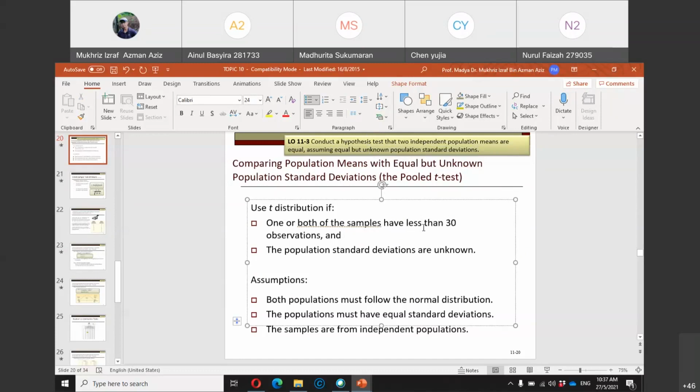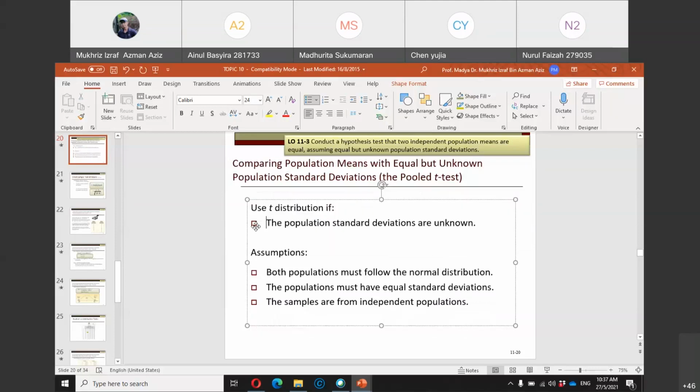Okay, because I think as far as your syllabus is concerned, as long as you are using the sigma from the sample directly, we are going to use the t-test, regardless whether the sample size is more or less than 30. Okay, so I think on this part here, let me delete that part.